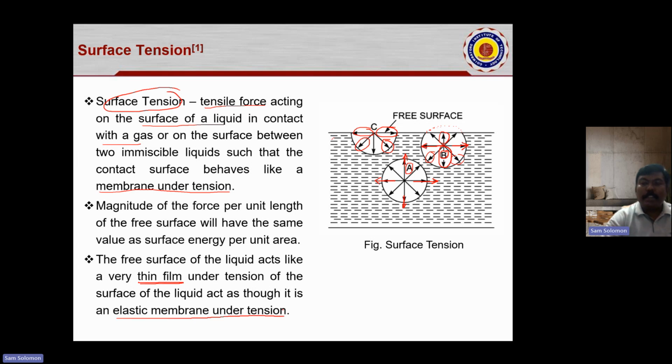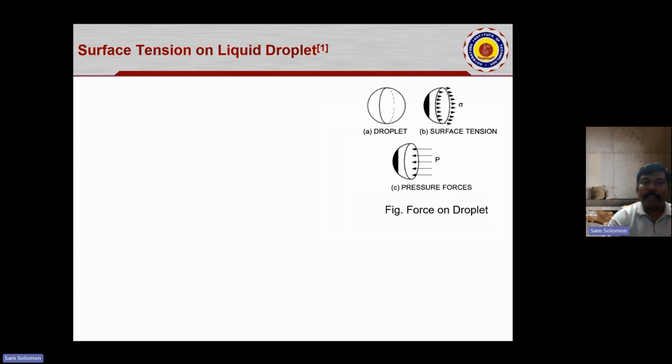Okay, so now let's look at surface tension in the case of a liquid droplet. So assume we have a droplet in a spherical shape, and let me divide this droplet, or cut this droplet, into two equal halves. There is one half on the left-hand side and there is another half on the right-hand side.